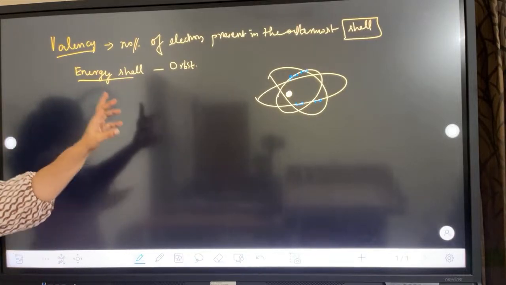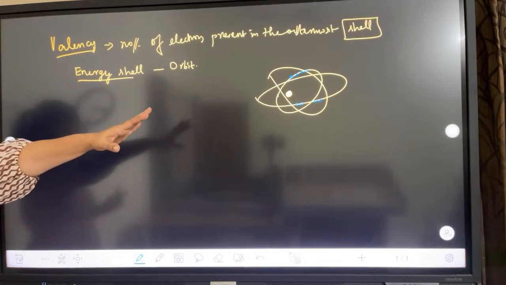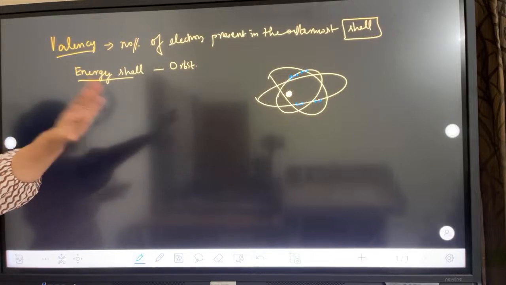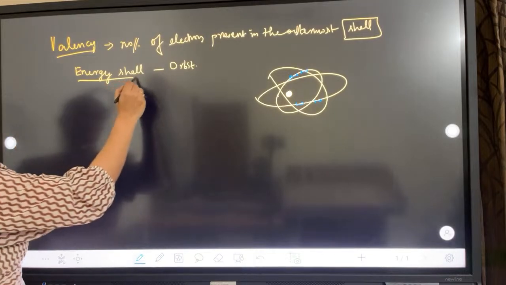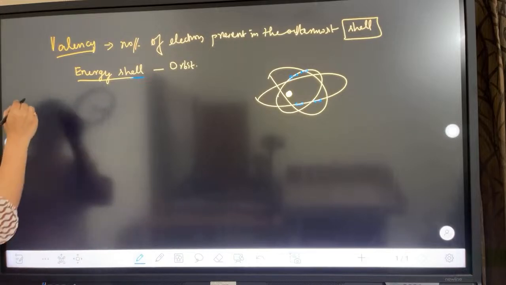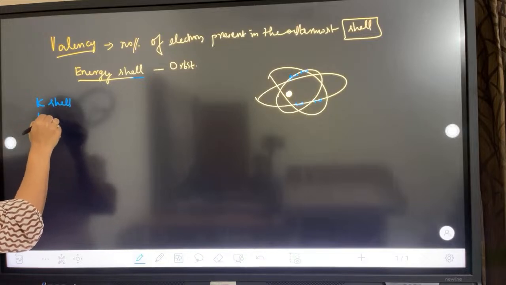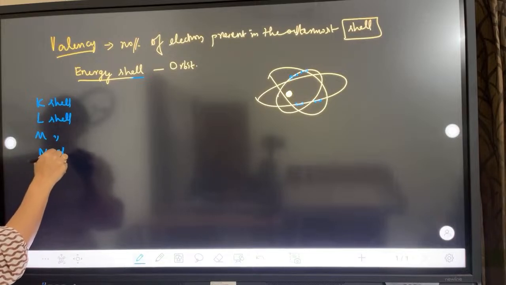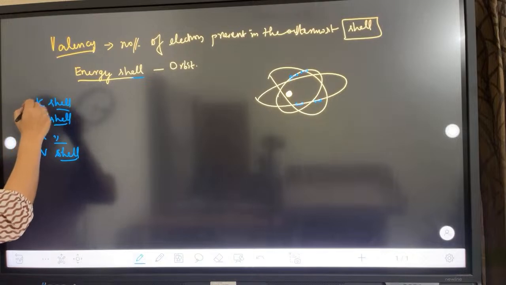Now we are coming to the energy shell. It is associated with kinetic energy. Do you agree with me? It is in motion, right? Always in motion, otherwise it can't stay in an orbit or stay with an atom. Understood? So what are all the energy shells you have learned? K shell, L shell, M shell, N shell. These are all the energy levels.